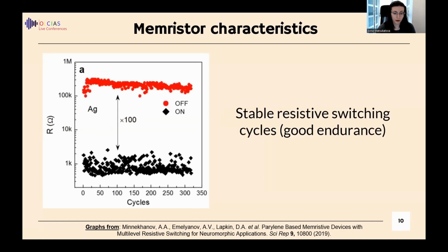Also, of course, the resistive switching should happen stably, so we should see many stable resistive switching cycles. Here we can see that the structure shows 300 of these cycles. The structure is first switched to the high resistance state, then to the low resistance state, and this can be continued through 300 cycles. This is actually not that good of a number. Good endurance would be 1,000 or more, even 10,000 cycles. The more stable resistive switching cycles, the better the structure.